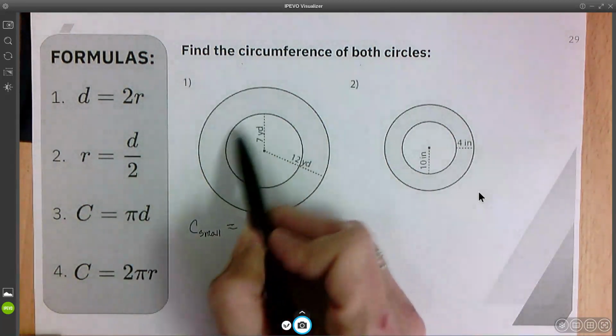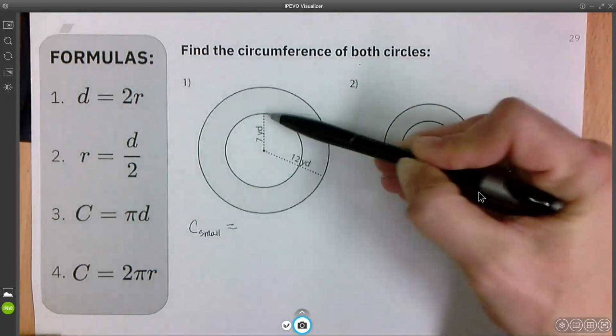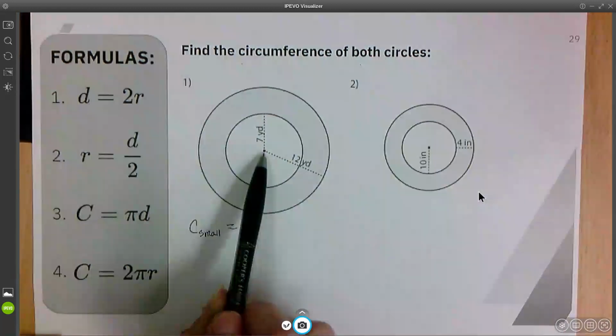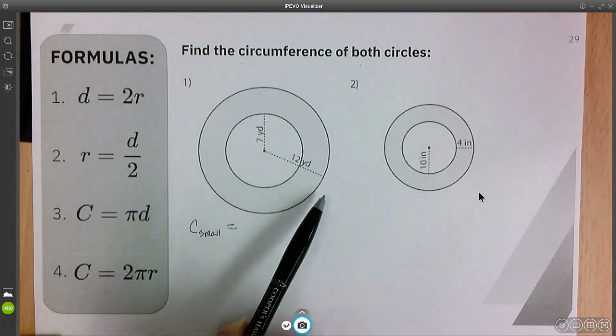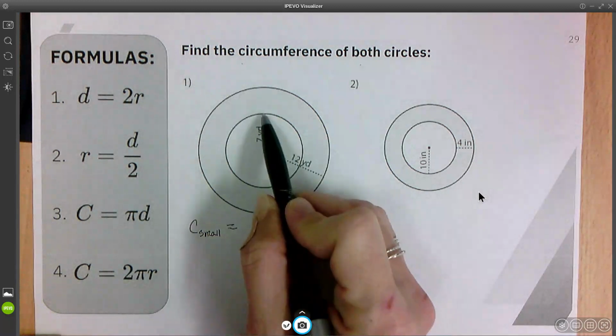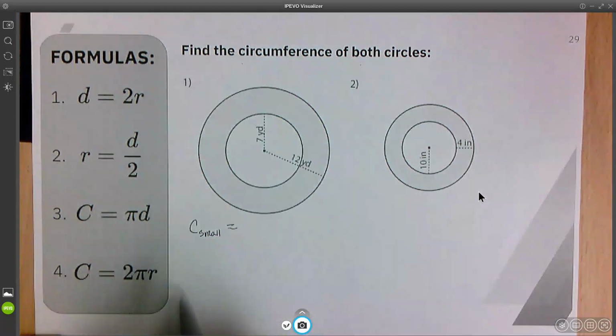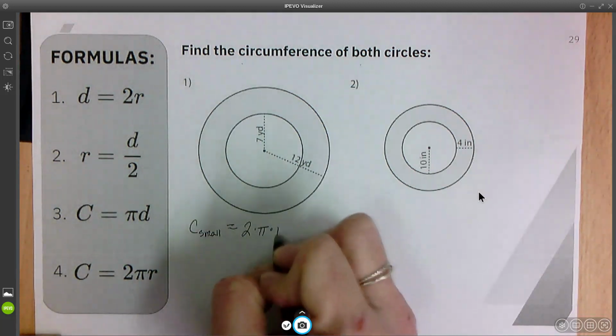And I look at the smaller circle here, and I am given the distance from the center to the outside of this circle here. This line here is going to the outside of the larger circle, so that's not important right now because we're just working on the smaller circle. And this distance right here from the center to the outside is called the radius, which tells me I want to use my formula 4. Circumference equals 2 times pi times the radius.